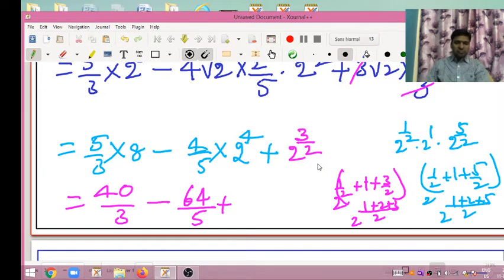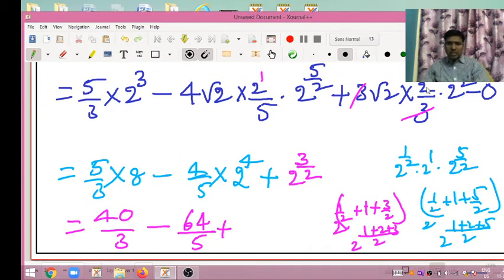Already, how much is there? 2 will come, my dear friends. 2 to the power of 1 by 2. Once again, just a second. 3 root 2 into 2 by 3 into 2 to the power of 1 by 3. 3 gets cancelled. Remaining, what is that? Root 2 means 2 to the power of 1 by 2, plus 1, here 1 is there, plus 3 by 2. LCM 2. 1 plus 2 plus 3, how much? 6. 6 by 2 means 3.